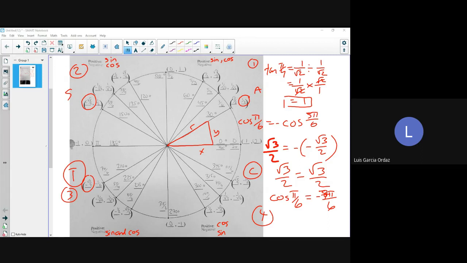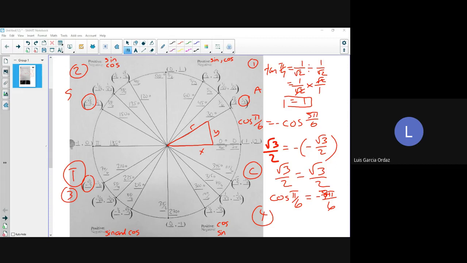So we have pi over 6, pi over 4, pi over 3, pi over 2, pi, 3 pi over 2, and 2 pi. Okay? These are probably the theta angles you're going to be using to graph your sine, cosine and tan functions. So just remember those primary angles.